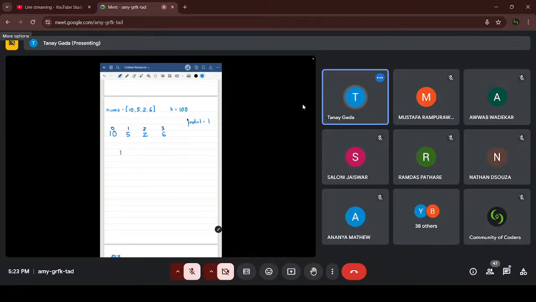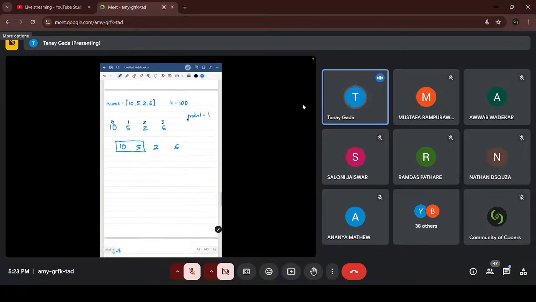So let's say 10, 5, 2, 6. What we are doing is we would have a sliding window. The size of the window would be variable. We would dynamically increase or decrease it based on the conditions. And we would slide this window. Currently the window is here. We can slide it here, slide it here. So we can do this.